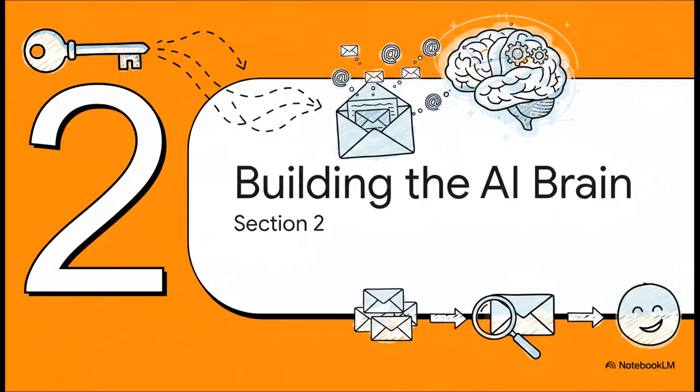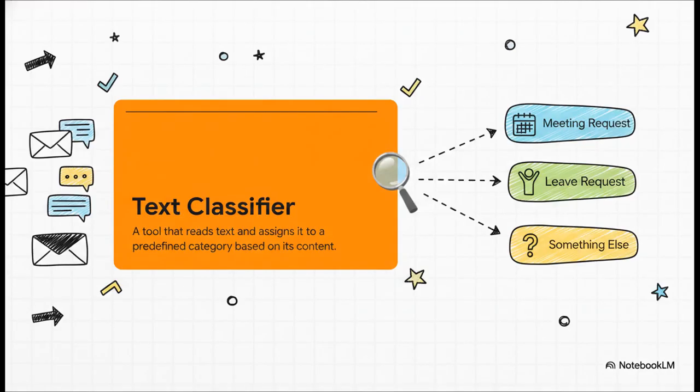All right, now for the really fun part. We've got our keys, so we can start putting together the core intelligence of our assistant. This is where we teach it how to not just read an email, but how to actually understand what it's about. So the key ingredient here is something called a text classifier. I know, it sounds a little technical, but its job is actually super simple. It reads a piece of text and then decides which category it belongs to, based on a list that we give it.